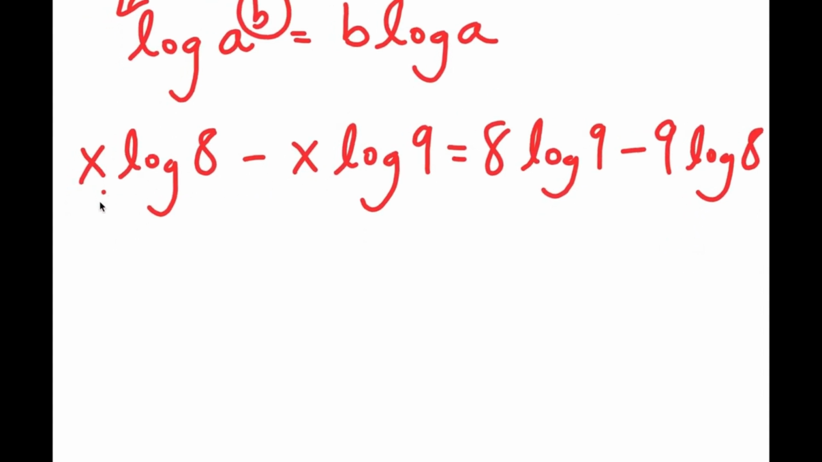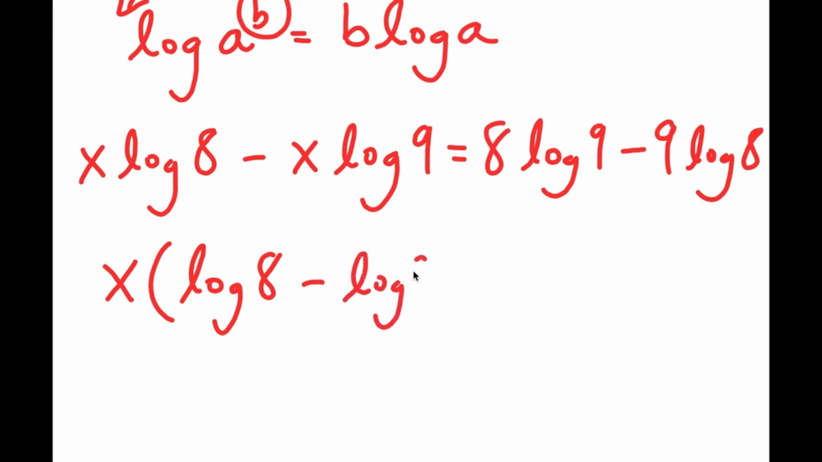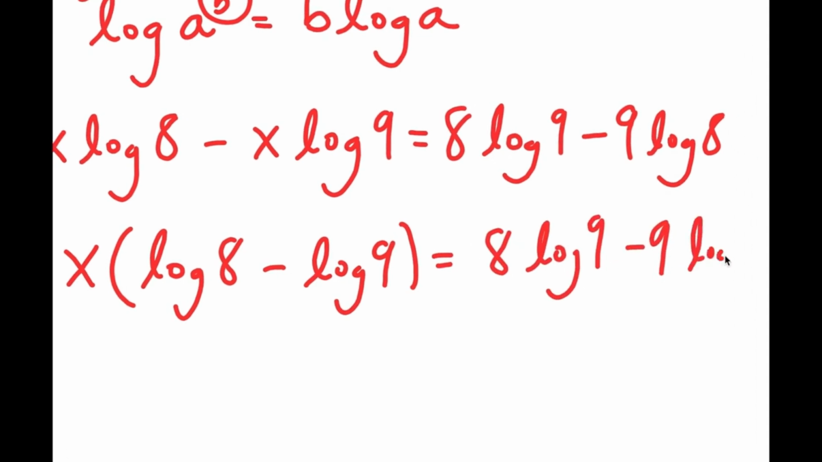Now, because both of these terms have x in them, I can simply factor out x. So I get x times log 8 minus log 9 is equal to 8 times log 9 minus 9 times log 8.